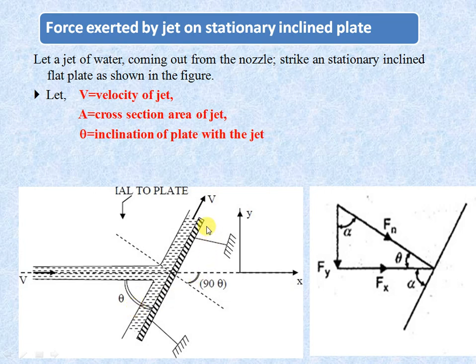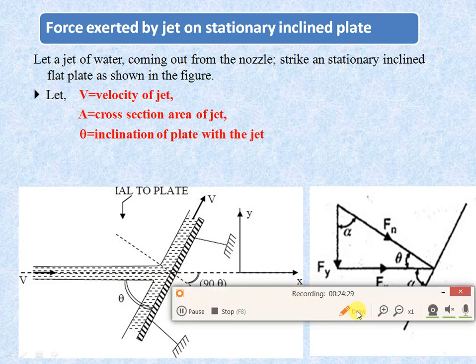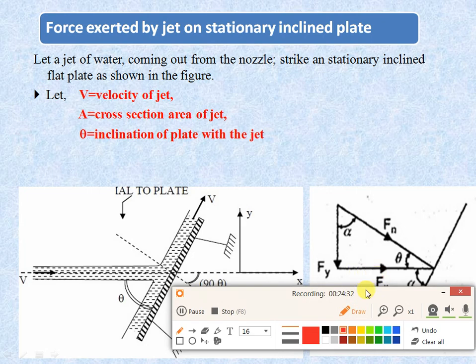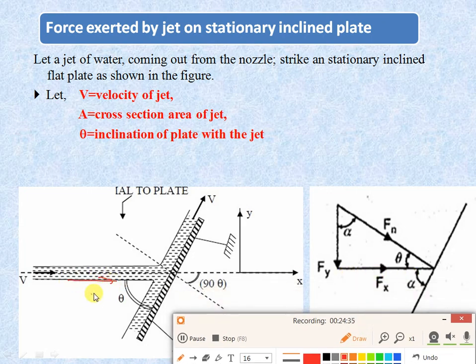So friends, in this case, this plate is inclined and it is fixed. This is theta angle, so the remaining angle is 90 minus theta, and the opposite angle is again the same, 90 minus theta. Consider this is the x direction. This dotted line indicates the normal direction, and this direction is the Fy direction. So this is the x direction, this is the normal direction, and this is the y direction, and this angle is 90 minus theta.